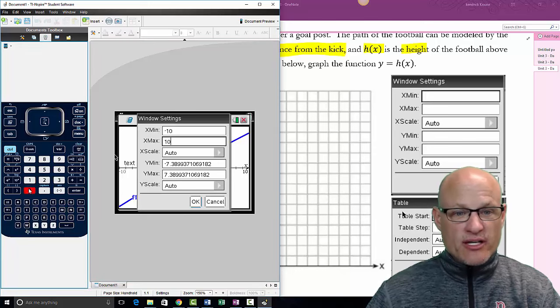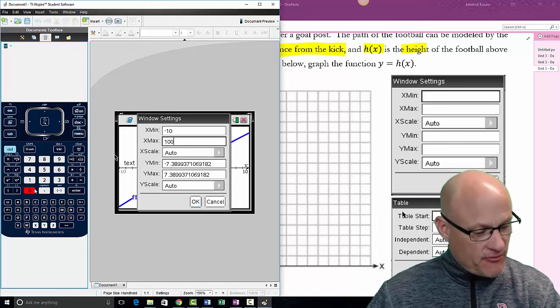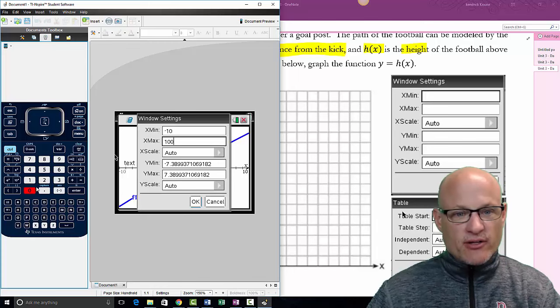Let's go with 100. The most it can be is 100. It can't be anything more than that, so it has to be before 100. So let's go with 100. And then negative 10 is good, because remember, we want to see the axes. So having a negative number is good, even though we know we can't have negative distance.